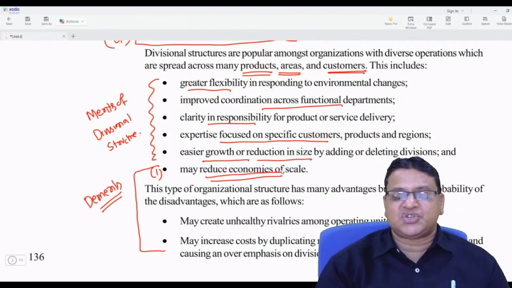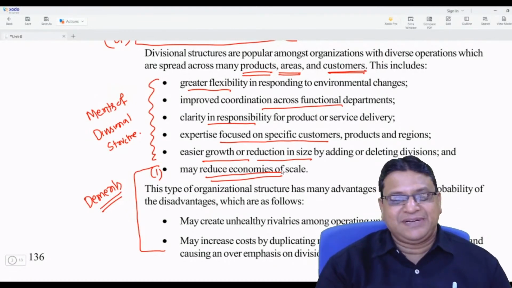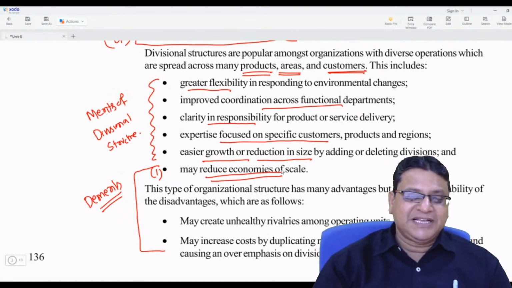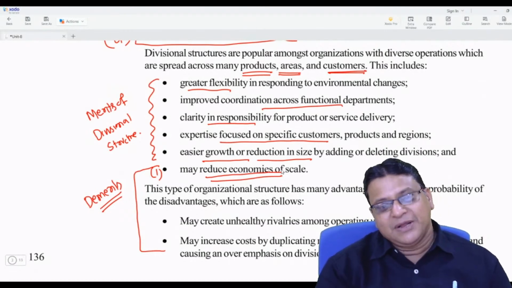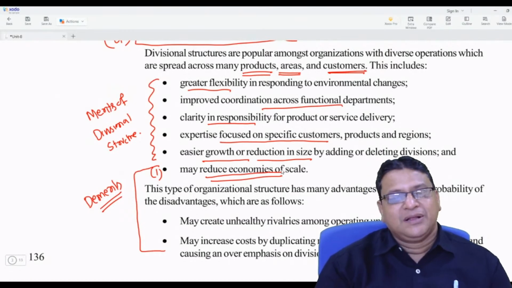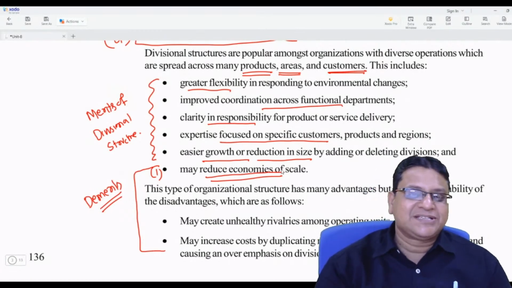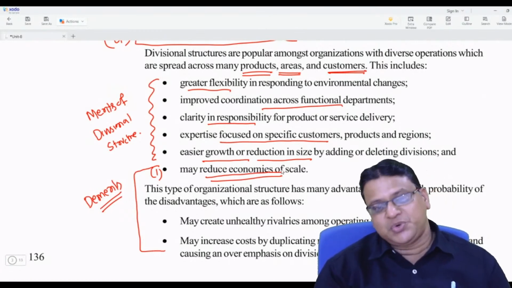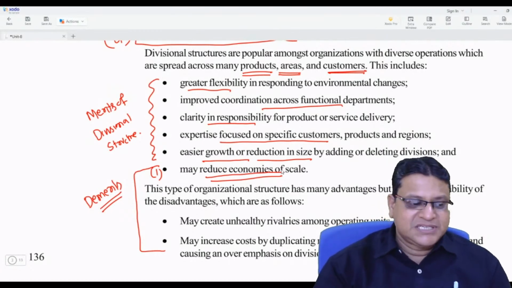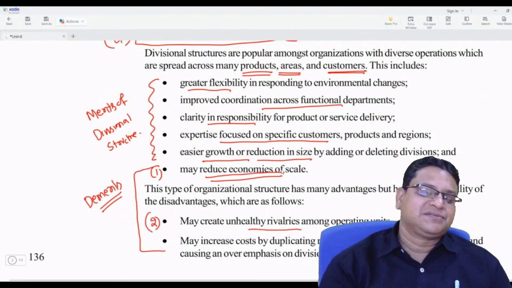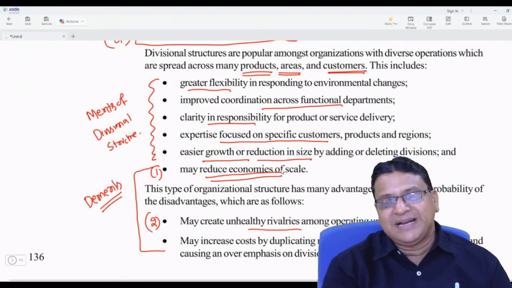In case of functional structure, all the functional activities are centrally done by one department. Therefore, that department enjoys the economies of scale. But in case of divisional structure, each division will have its own functional activities, so the activities are not aggregated. So the per unit cost may be more in divisional structure in comparison to functional organizational structure. Second, it may create unhealthy rivalry among operating units. There may be competition between two units of an organization.